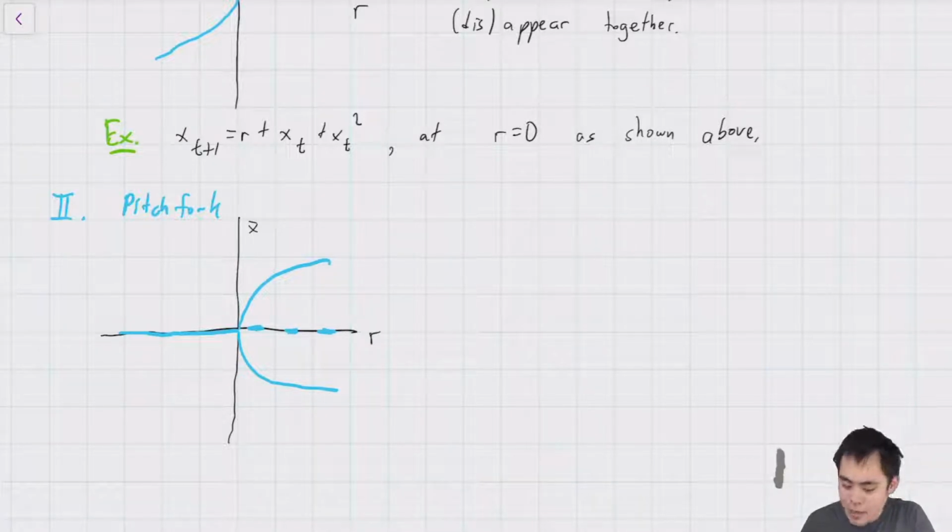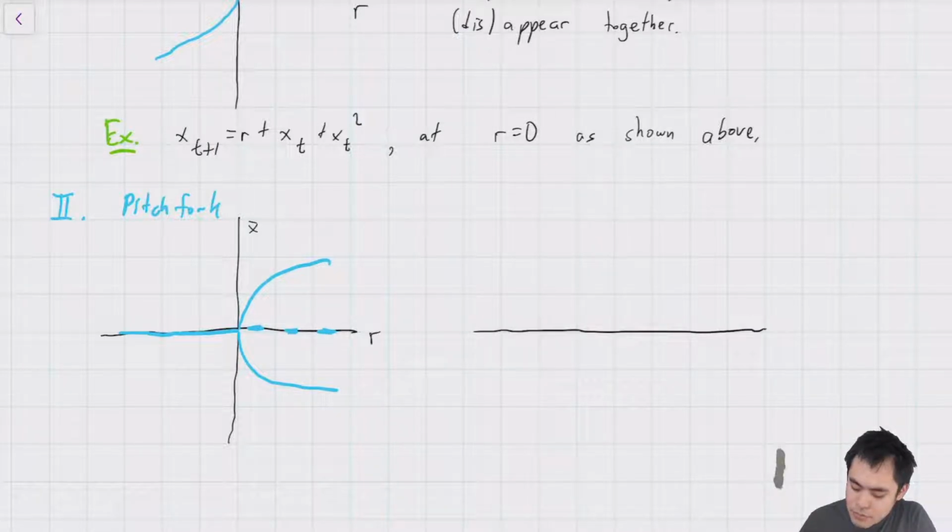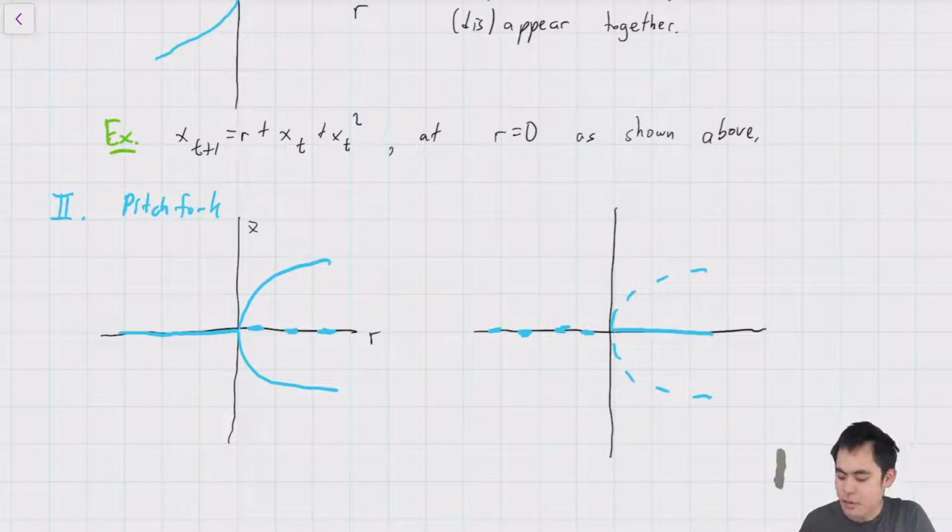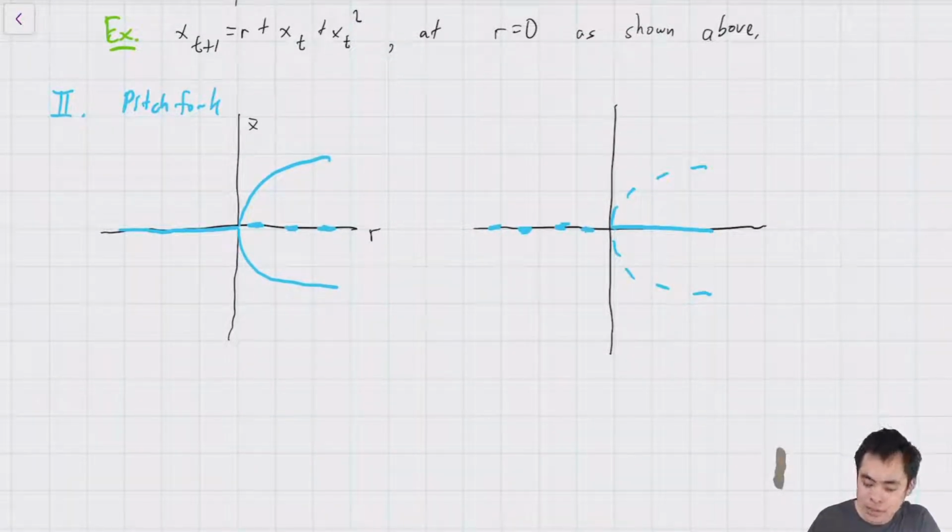Or you can have the opposite. So you can have an unstable equilibrium that turns into two unstable equilibria and a stable equilibrium. So it splits off in this characteristic pattern. And the two different patterns have different names. So this one is supercritical, and this one is subcritical.